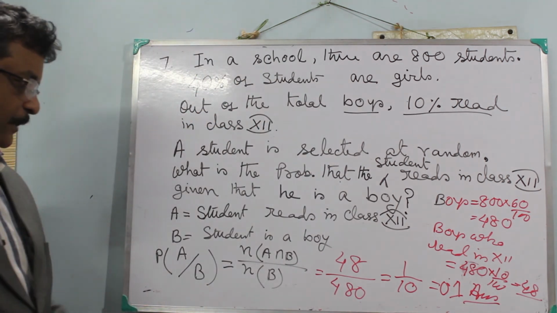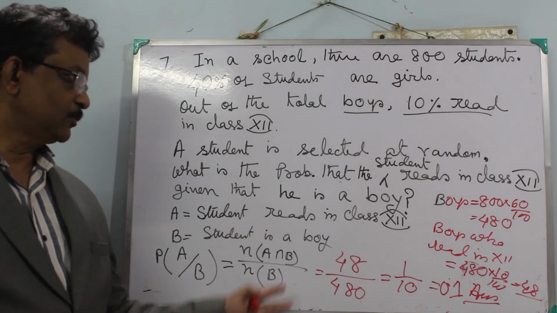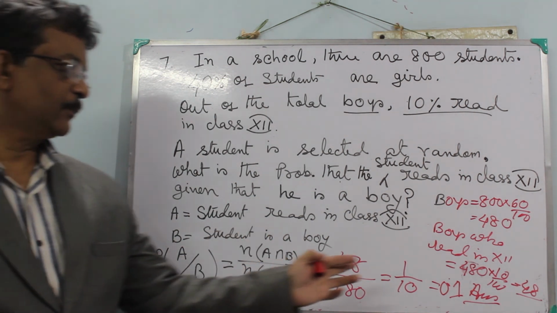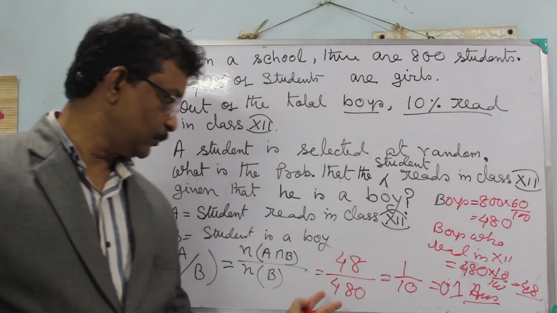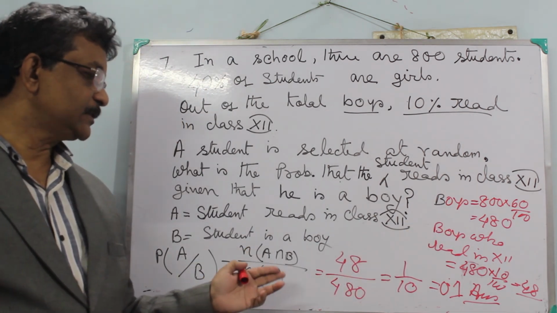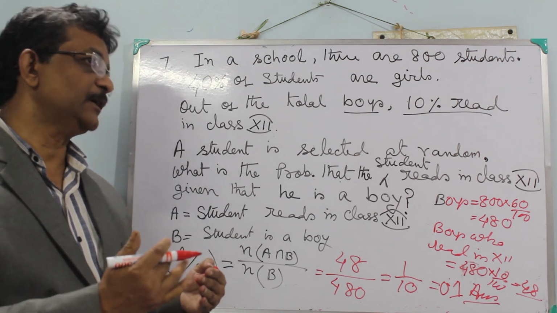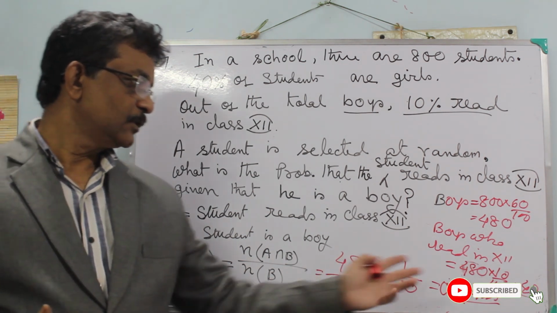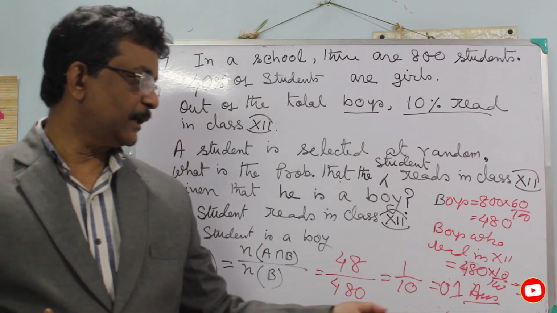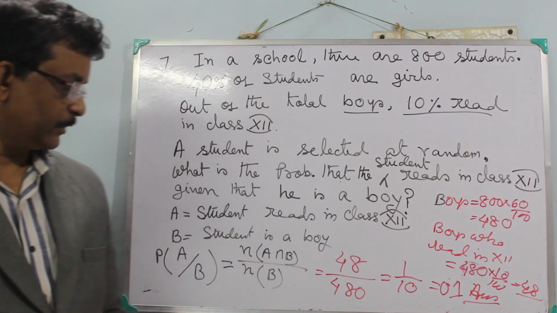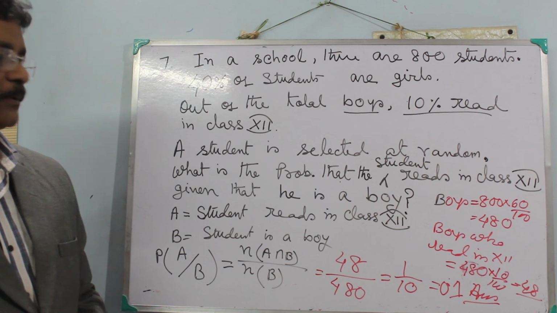So first is the probability of B. B means it is a boy. So what is the number of boys? The number of boys is 480, and the intersection of boy and the student who reads in class 12 is 48. 10% of boys are in class 12. So 48 by 480 is 1 by 10, the probability.